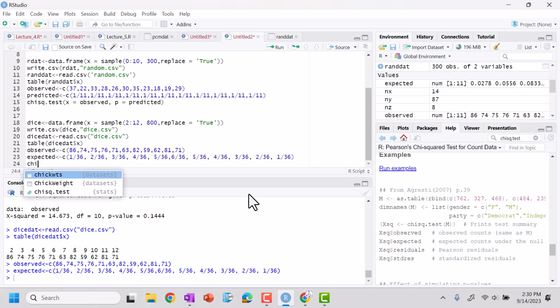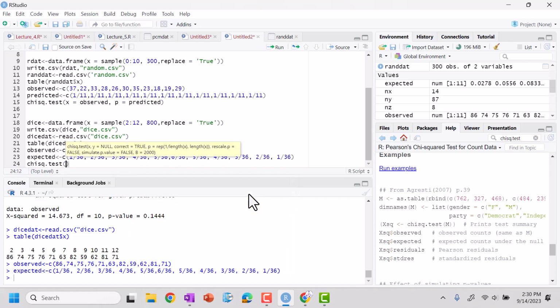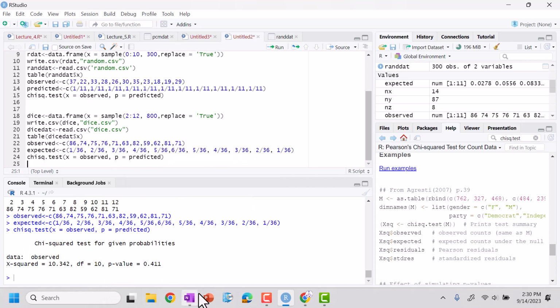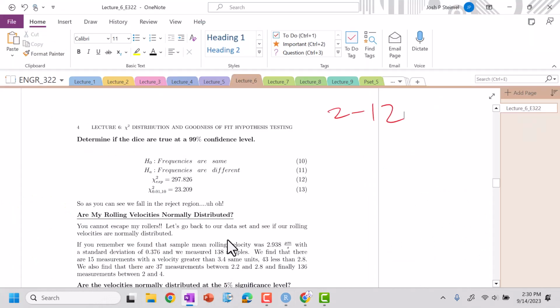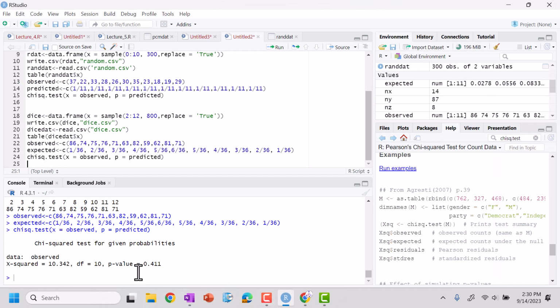We can do the chi-square test, and we do x equals observed, p equals predicted. And we can observe our value. That's a pretty big value. So this is our value here, and we are well inside of that region. The p-value is also in the do not reject as well. So there we go. We got it.